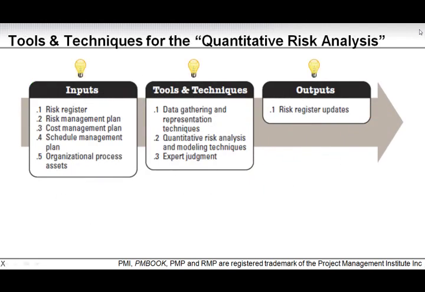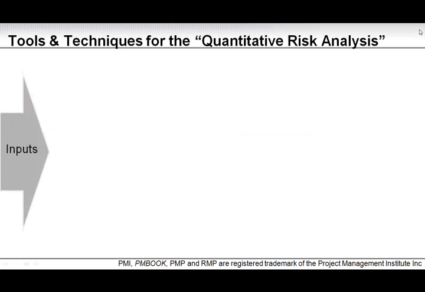So that's the success criteria. And now let's look at the tools and techniques based on the PMI input, tool, technique, output format. So we have 5 inputs here and we have 3 tools, and then there is really only one output, and that is that we now build on top of the risk register, so we will have a risk register update. So let's look at the inputs first.